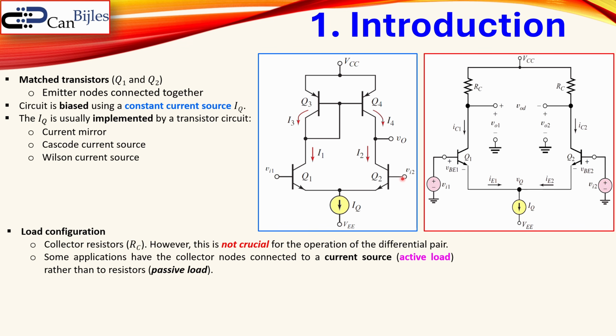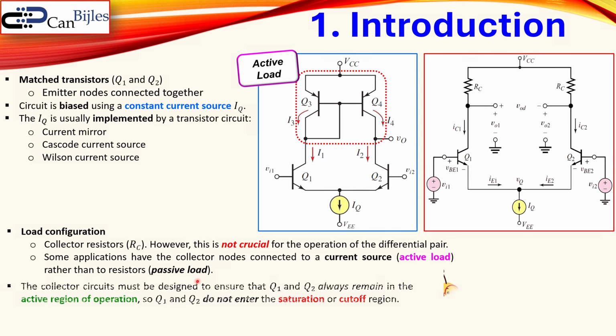Again, the VI1 and VI2 here, and also our tail current IQ. And now the collector nodes of Q1 and Q2 are not connected to resistors RC, but they are actually connected to PNP BJTs. So you see actually no resistor at all, and in this case it is also the form we mostly encounter in chip design. This is also called an active load because these are active devices, the transistors.